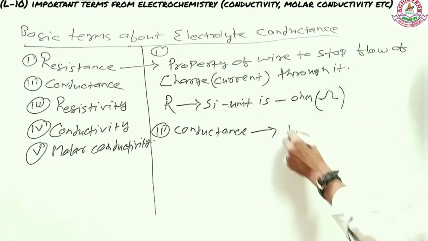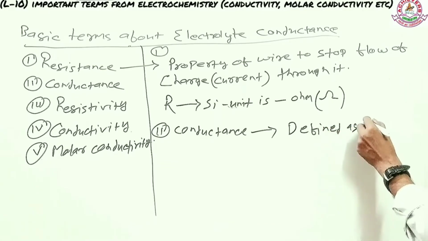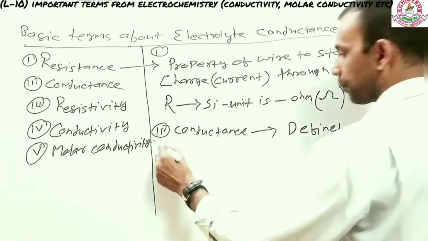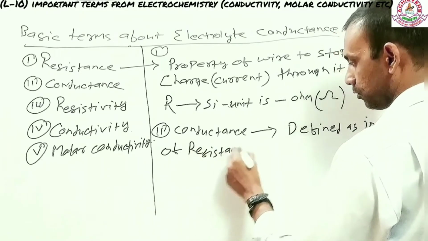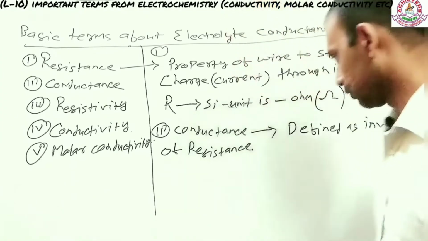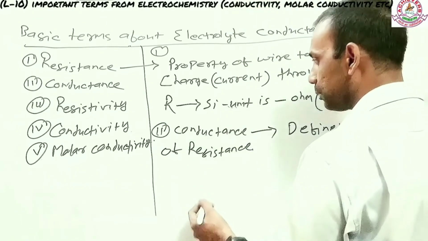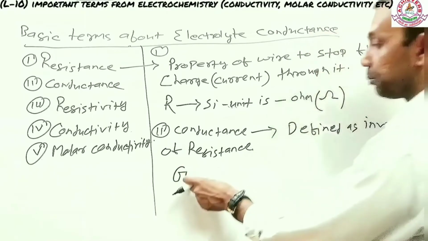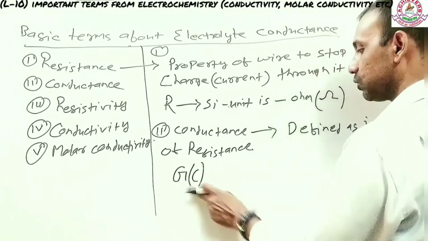Conductance is defined as the inverse of resistance. So what that means? Conductance is defined as the reciprocal of resistance. In case you go with the formula, conductance is represented by G. In NCERT it's represented by G, but you can also write it with C. So I'm writing both. Right, so C is also a symbol.